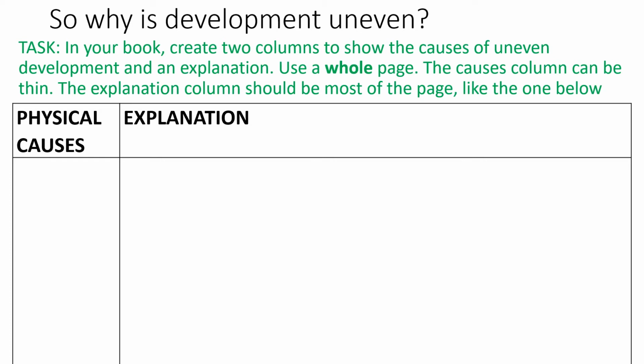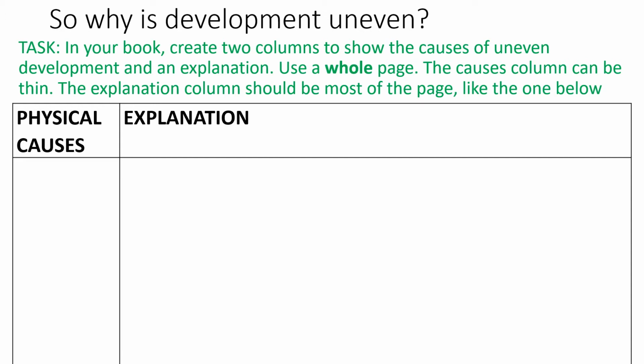So to start off, you need to draw this in your book. So you're creating 2 columns to show the causes of uneven development and an explanation column as well. Please use the whole page. You can do this portrait wise, whatever. The column for causes can be fairly narrow, just like my one there, but the explanation column needs to be most of the page.